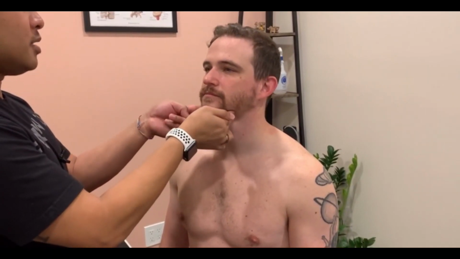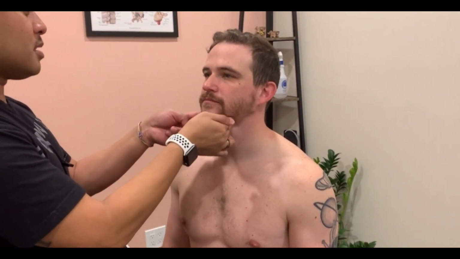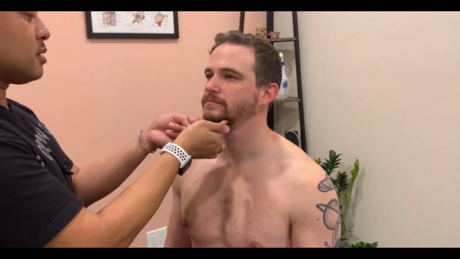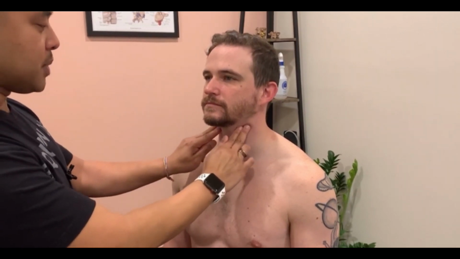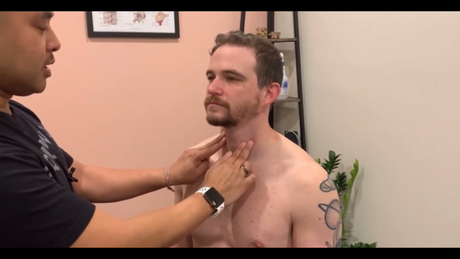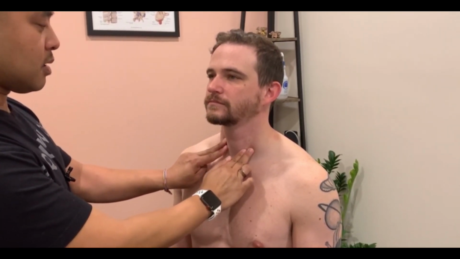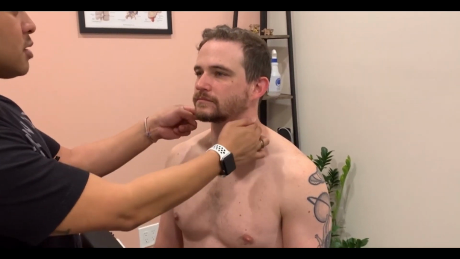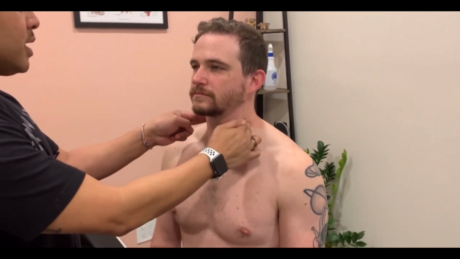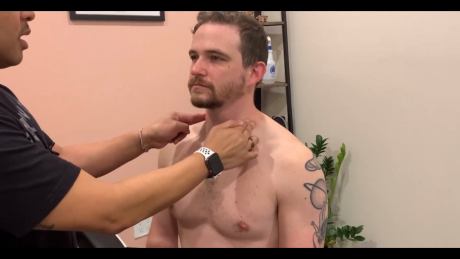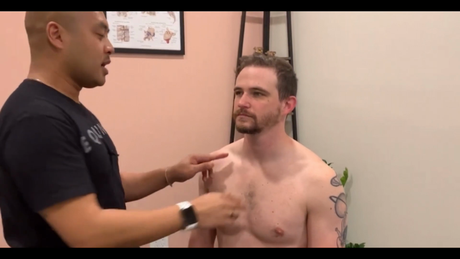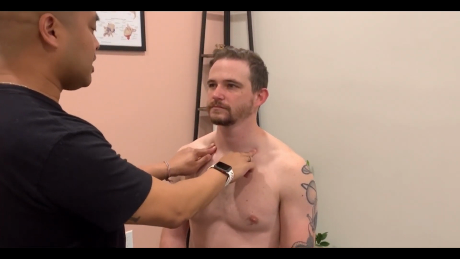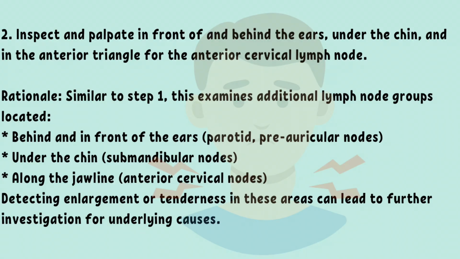2. Inspect and palpate in front of and behind the ears, under the chin, and in the anterior triangle for the anterior cervical lymph nodes. Rationale: Similar to step 1. This examines additional lymph node groups located behind and in front of the ears, parotid, preauricular nodes, under the chin, submandibular nodes, along the jawline, anterior cervical nodes. Detecting enlargement or tenderness in these areas can lead to further investigation for underlying causes.